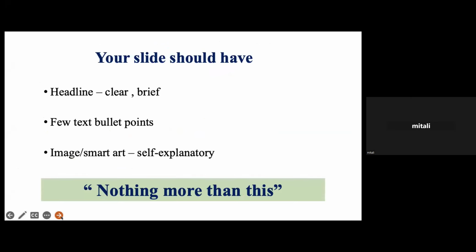So a slide should have a headline which is clear and brief. It should have few bullet points in accordance with the 166 principle, which we have already talked about. The image or the SmartArt which is included in the slide should be self-explanatory and should not require a detailed narration and explanation. That's it. Nothing more than this should be there in your slide.